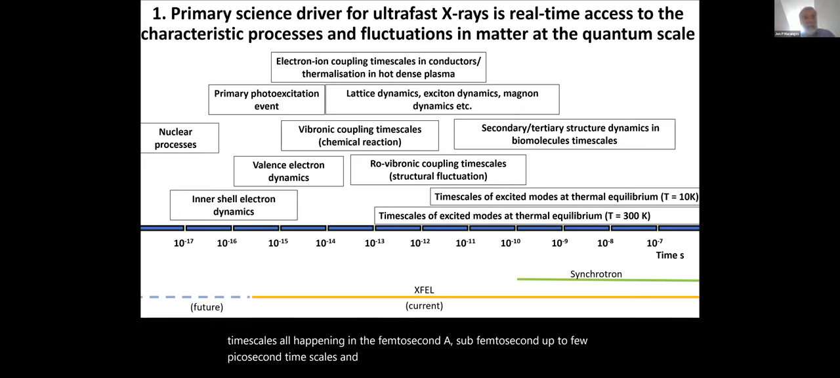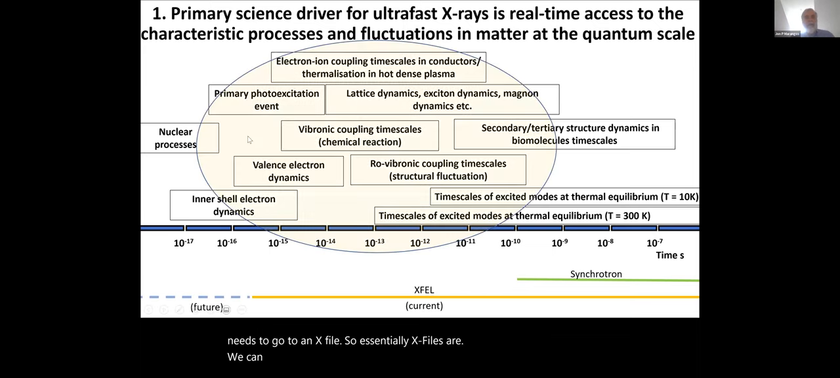Other X-ray sources, for instance synchrotrons, do not permit us to access these very fast timescales. Typically, they stop being really useful tools below about 10 or 100 picosecond temporal resolution. And so if one wants to study really fast dynamics using X-ray techniques, one needs to go to an XFEL. So essentially, XFELs are targeting this tens of picoseconds down to sub-femtosecond timescale dynamics that previously have not been available to X-ray study.